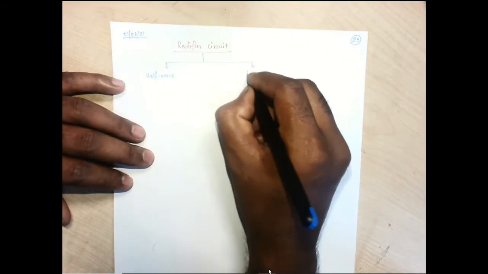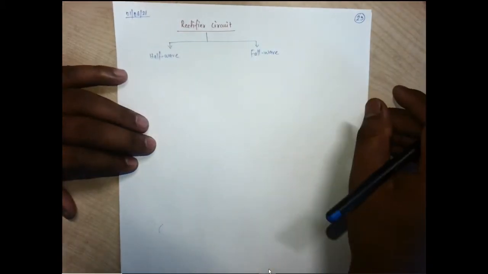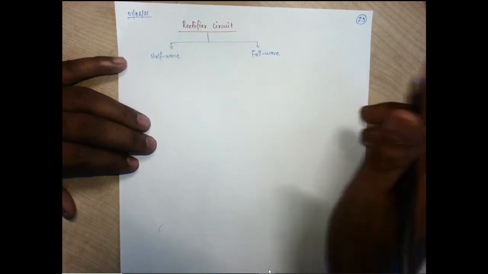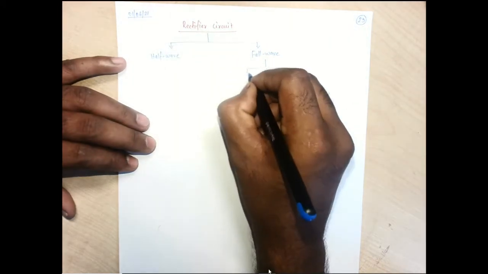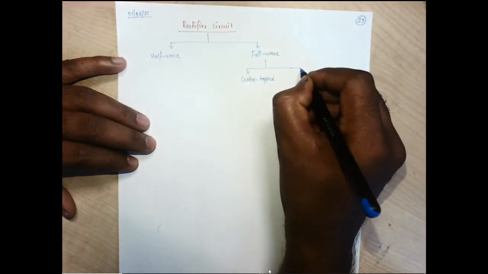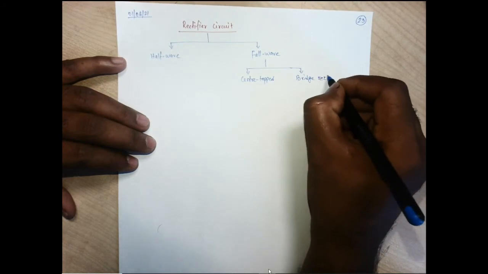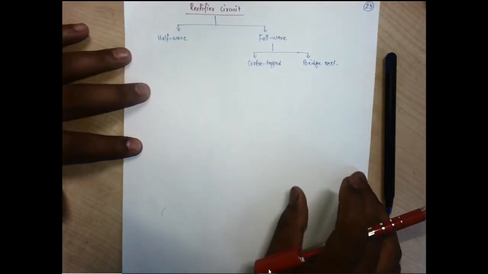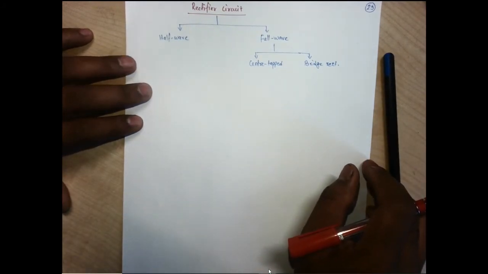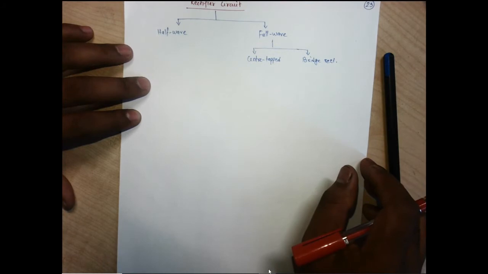And that is full wave. This full wave is of two kinds. One is center tapped and the other is bridge rectifier. So first we are going to go with all the derivations that we have on the half wave rectifier. We are supposed to start our topic with half wave rectifier.